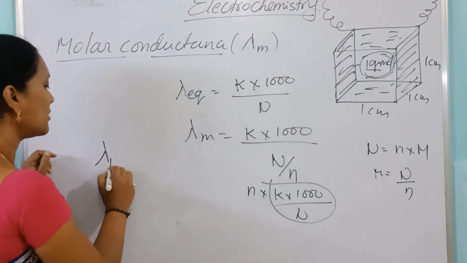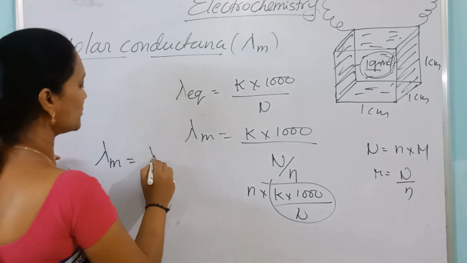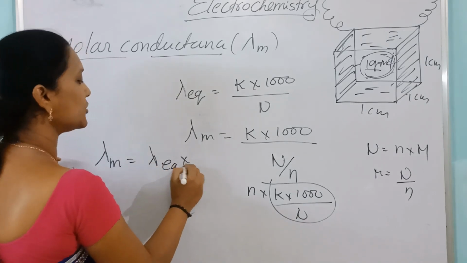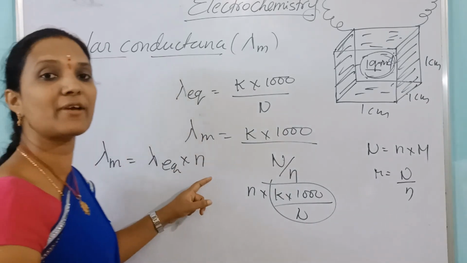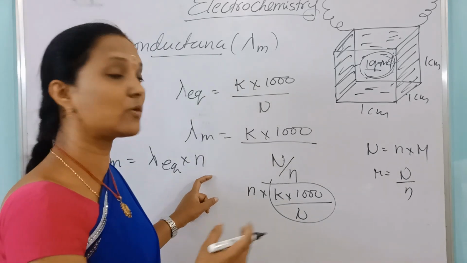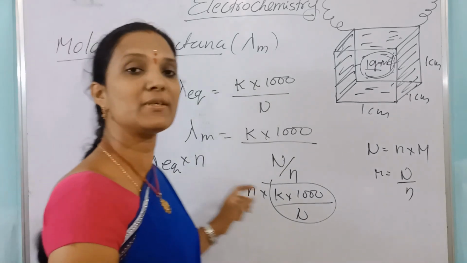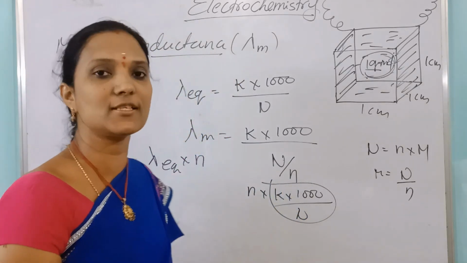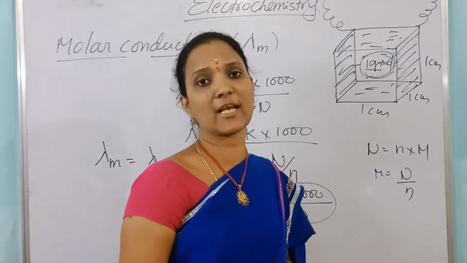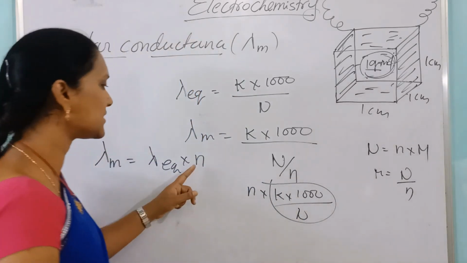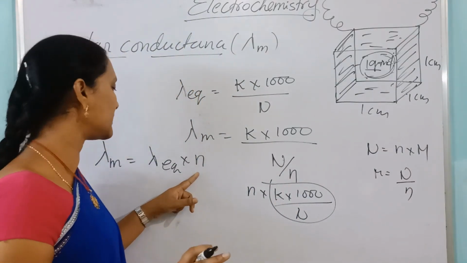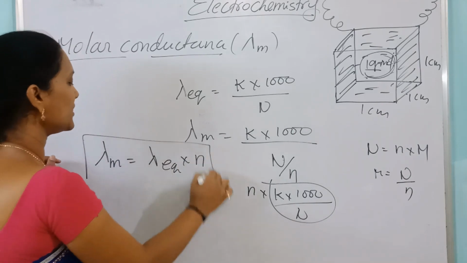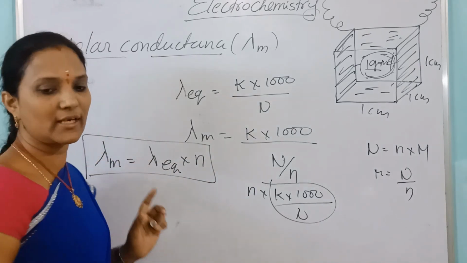So what is the relation? Molar conductance is equal to equivalent conductance into N factor. What is this N factor? We learned it in the equivalent mass calculation. N factor means acidity in bases, basicity in acids, charge in salts, or number of electrons transferred in oxidizing and reducing agents. How many electrons are involved in that reaction? So that is the relation between molar conductance and equivalent conductance.